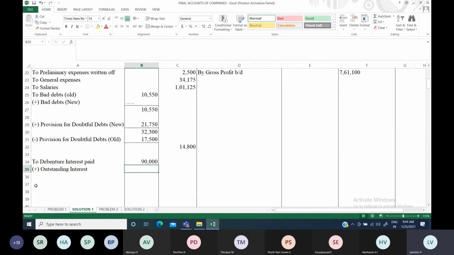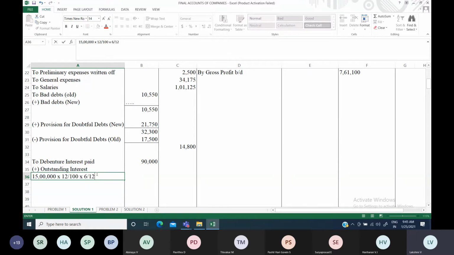Outstanding interest we have to calculate. How to calculate? 15 lakh is your debenture amount given in the trial balance. It is actually a liability, a long term liability. 15 lakh into 12% interest they have given. So 12 divided by 100 into 6 by 12. Why 6 by 12 we are doing: because we are considering half year. If you don't do 6 by 12, then it is known as per year. Per year interest amount is that one.